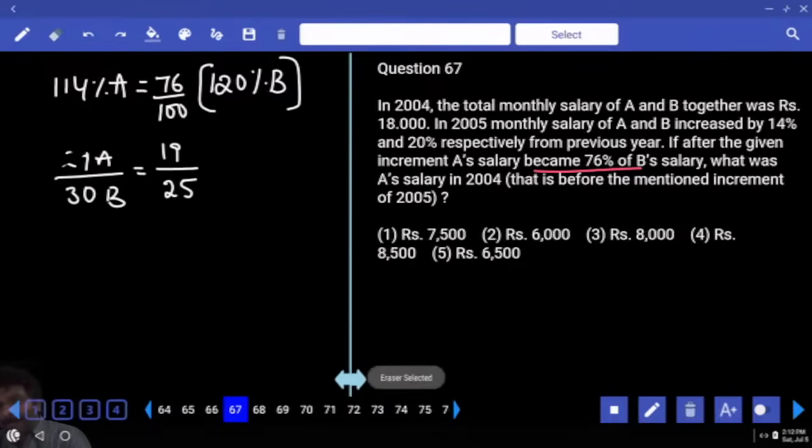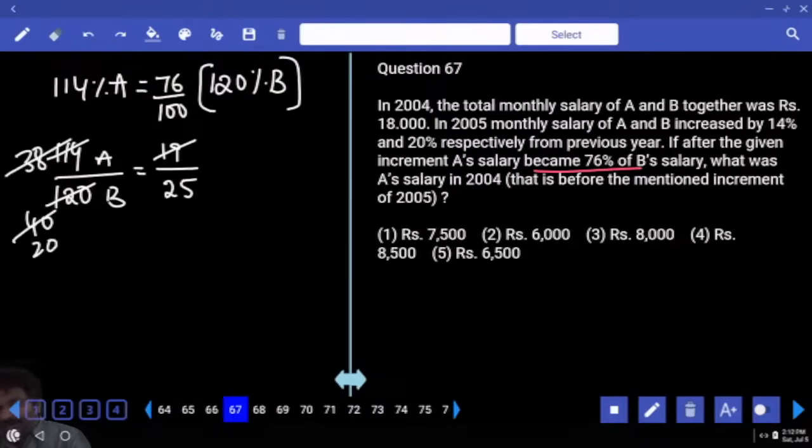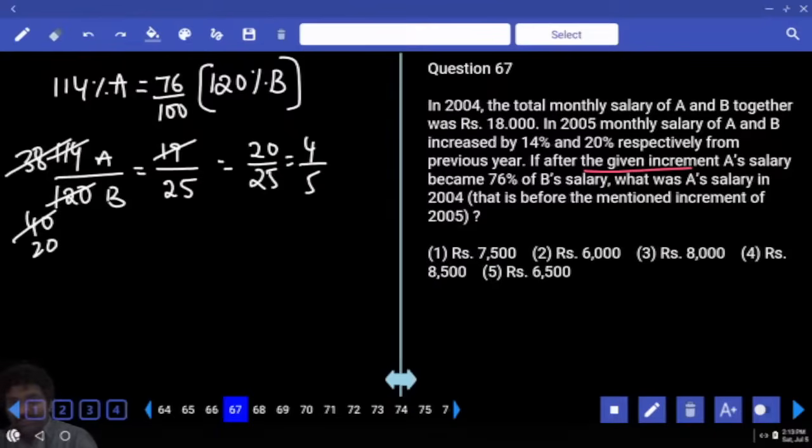Something went wrong. Let's go for cancellation with 3. 114 by 120. 3 cancellation, 40 times, 38 times, 19 2 times, 2 20 times. 20 goes to the other side. That will become 20 by 25. In other way we can say 4 by 5. So A is 4 parts, B is 5 parts, total is 9 parts. 9 parts is 18,000, 1 part is 2,000. A's salary was 4 parts, 8,000.